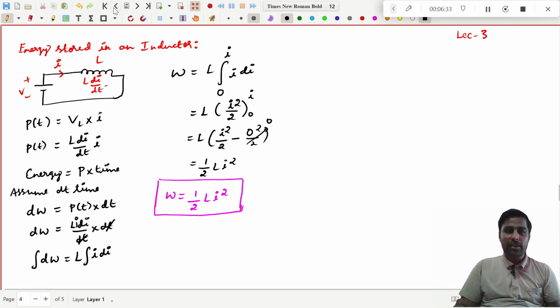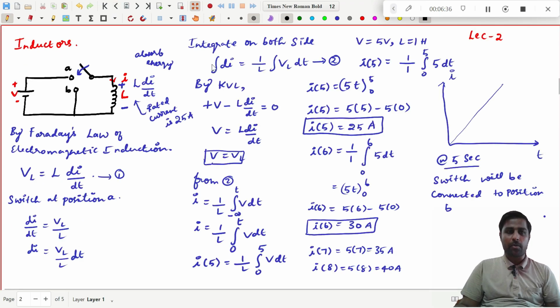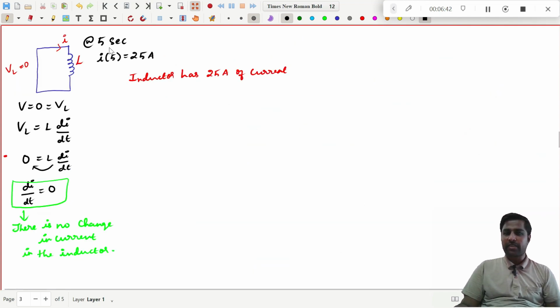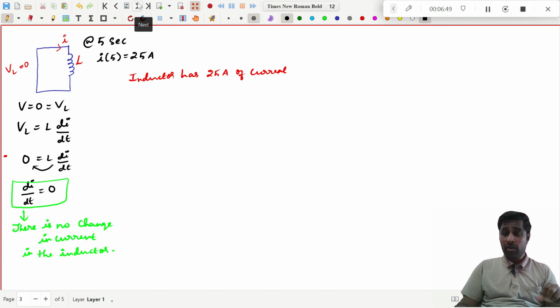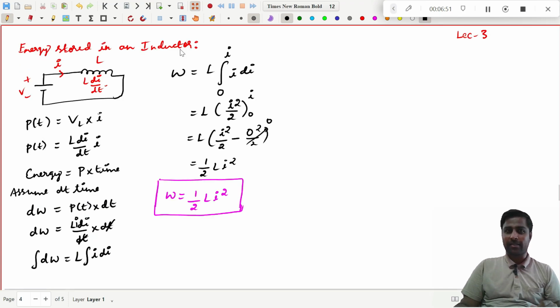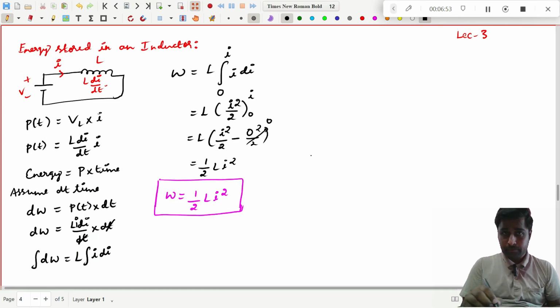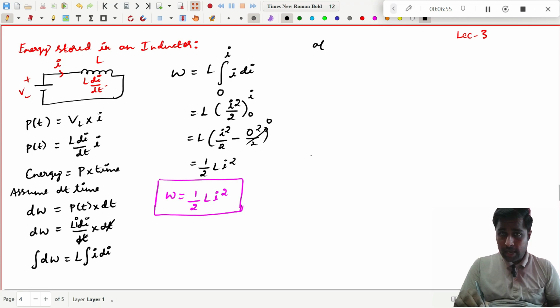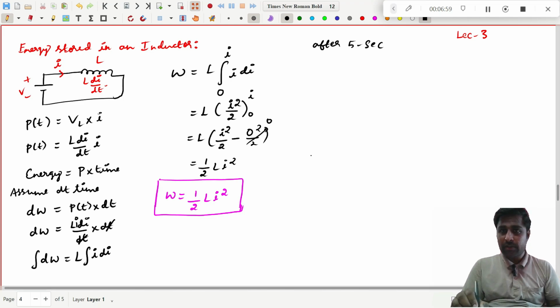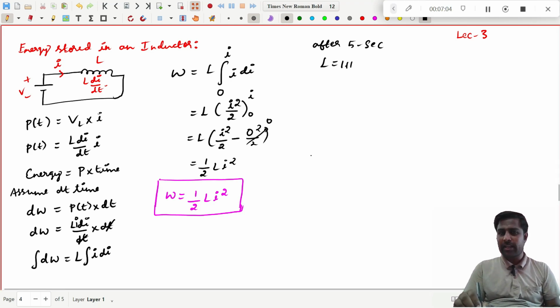So whatever we have taken in the last problem, the inductor value is 1, and after 5 seconds I'm just going to find what is the energy stored in the inductor. Then that will be stored forever, and you need to understand that. So after 5 seconds, the inductor value is 1 Henry, and that is not going to change.